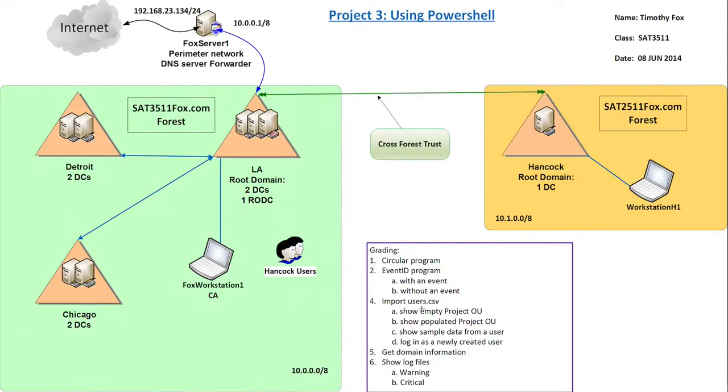Let's go back to our diagram. Now I will log in as a newly created user. In the previous project, I demonstrated adding a forest with cross forest trust. So I will be using workstation H1 to log in as. I don't want to log off workstation 1, so I'm just going to leave that one alone.